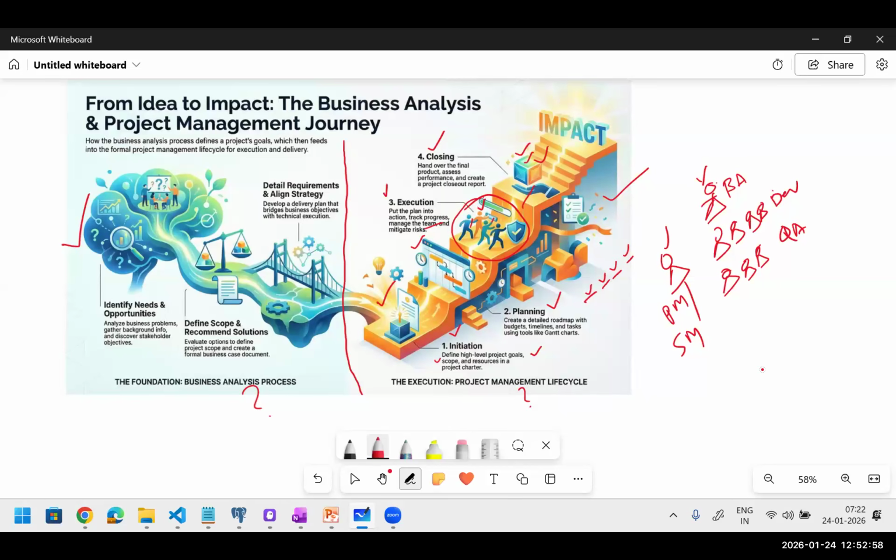But where does this scope come from? It is from the business. Why does the business want to give this scope? Because the business faces some problem. The business identified some need. What is a need? Please write it down: need is a problem slash opportunity. This is the definition from IIBA, I'm not talking about my own. Need is nothing but a problem slash opportunity.